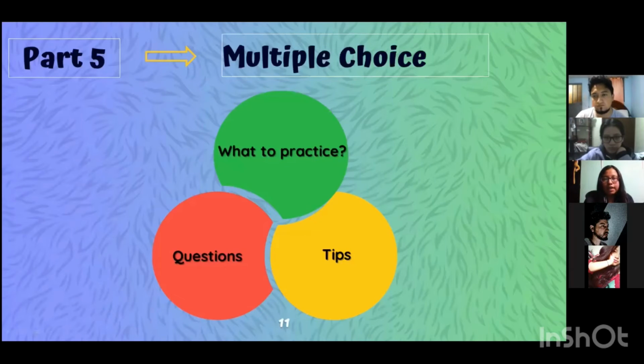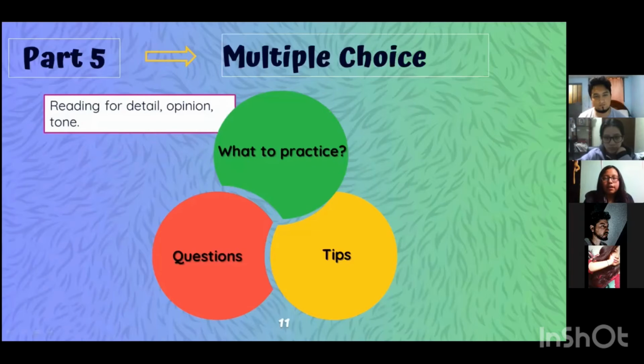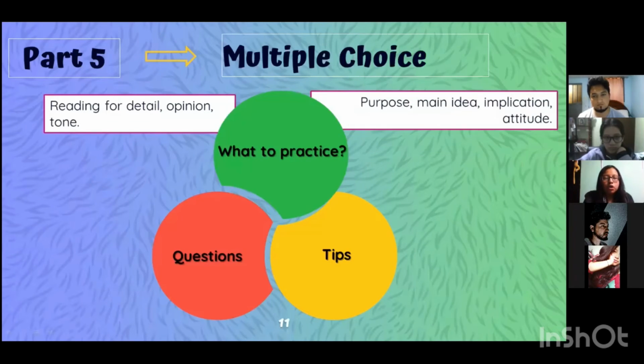Part 5 is multiple choice. For this part, it is necessary to practice reading for detail, opinion, tone, purpose, main idea, implication, and attitude. In this part, there are 6 questions and 4 options for each one.